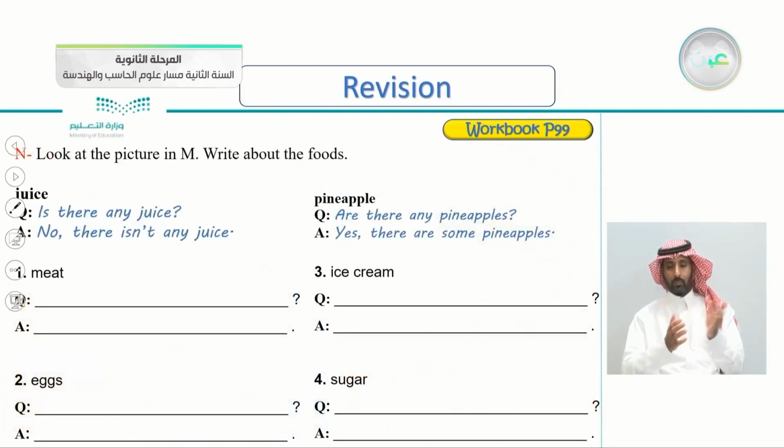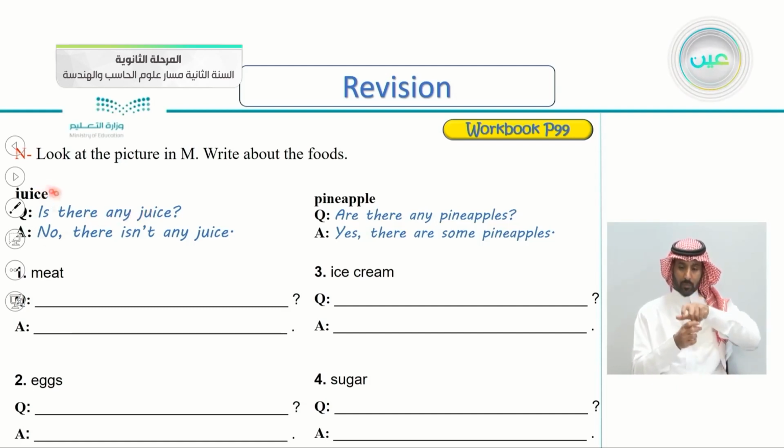So moving on to exercise N, page 99 here. Look at the picture in M. Write about the foods. So, of course, you'll be writing questions and answers about whether they are there or not. The first one is already done for you. Is there any juice? Because any is used with a question. Very good. No, there isn't any juice.